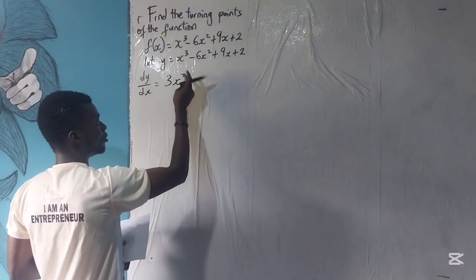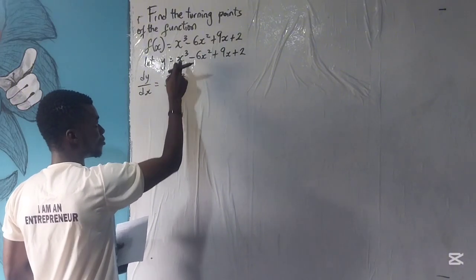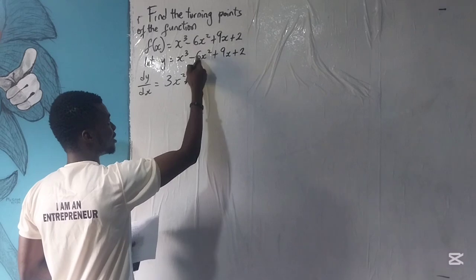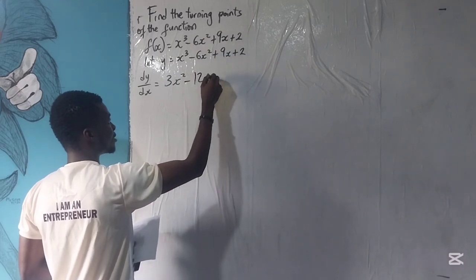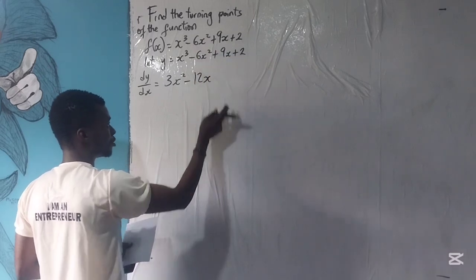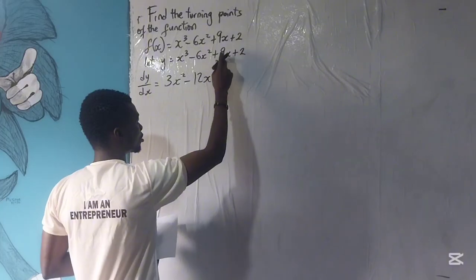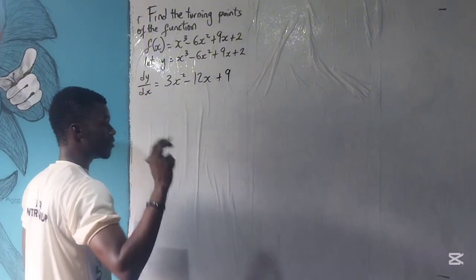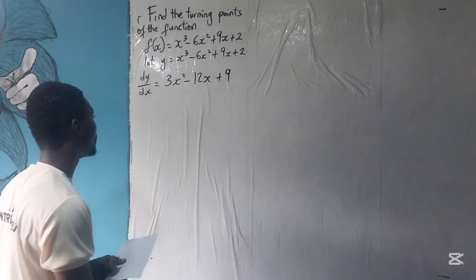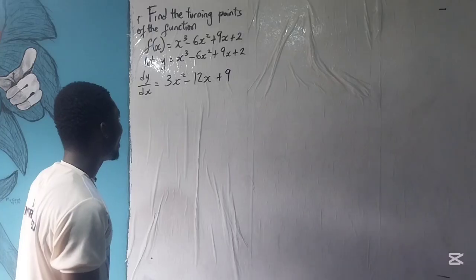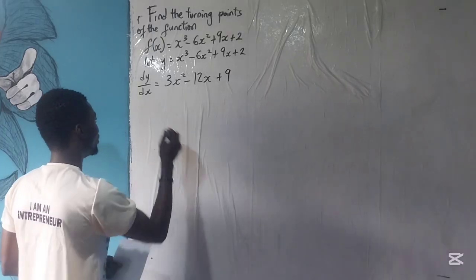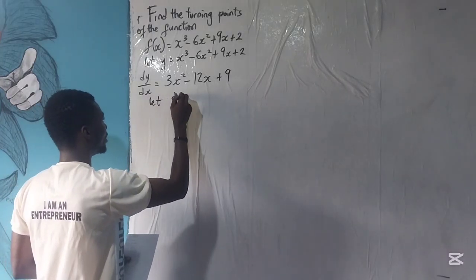3x². 3 multiply the coefficient and take 1 from the power. Minus 6 times 2, that's 12x. 2 minus 1, that's 1. So minus 12x plus 9. That's the first derivative, right? Okay. Now, after getting the first derivative, let's say dy/dx.